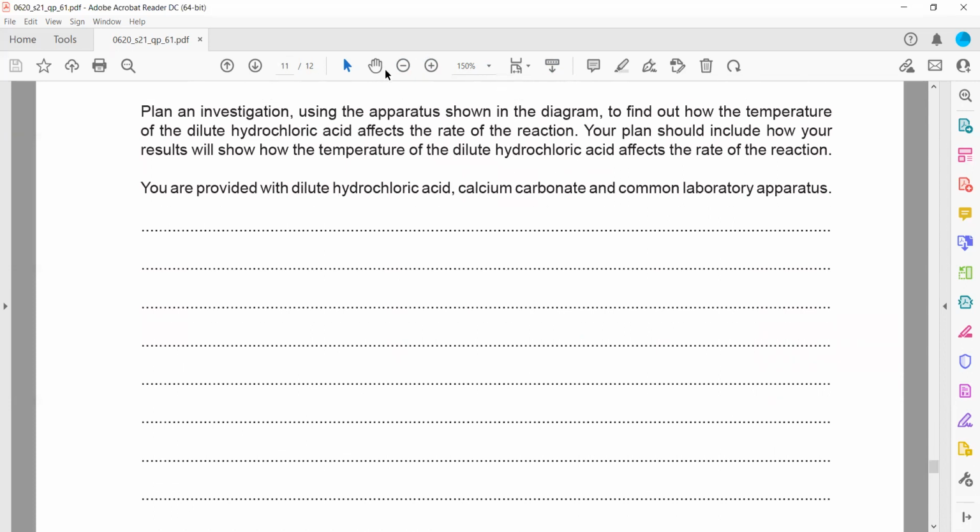You are provided with dilute hydrochloric acid and calcium carbonate. So basically we have to plan an experiment to find how temperature affects the rate of the reaction. How do we measure the rate of this reaction? Here the mass is decreasing, so we'll measure the change in mass after certain time intervals until the mass is constant. Once the mass is constant, it means the reaction has stopped.